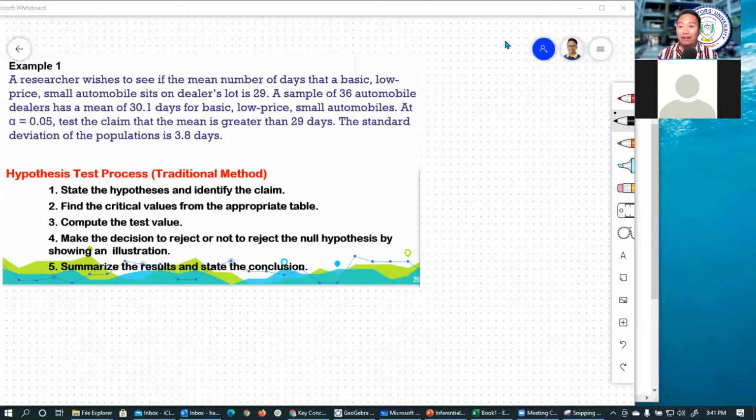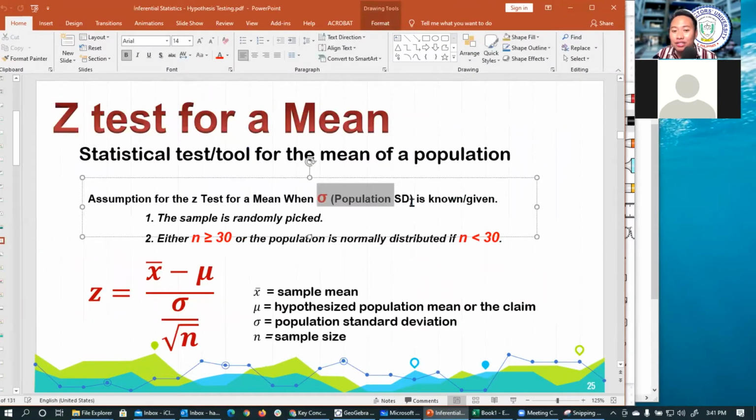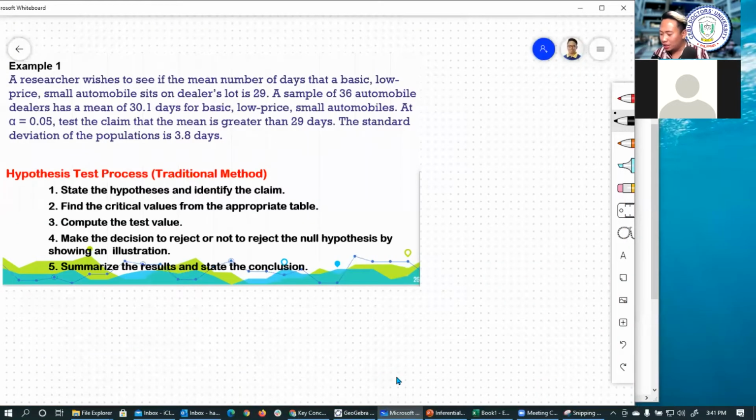Okay? So we have to remember these things. Now, as you can see, the standard deviation of the population is given or known. This would give us an idea that this test will be using the z-test for a mean. Okay? So going back to this PowerPoint presentation. Since the population standard deviation is given, we are going to be using the z-test for a mean. All right, so I hope it's clear. Let's proceed to the solution.